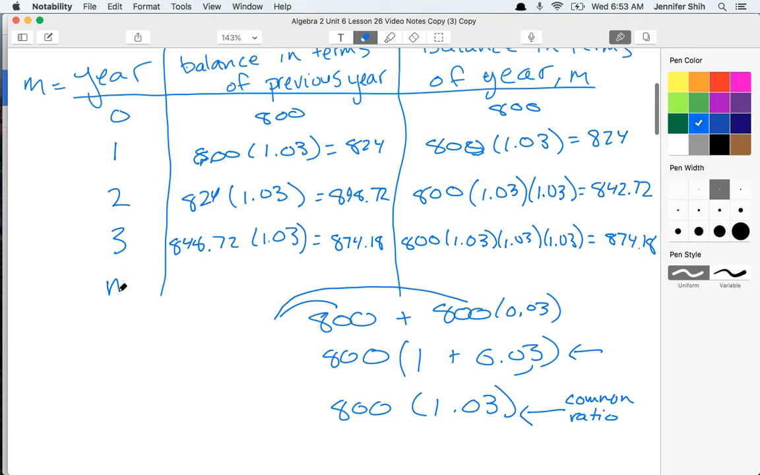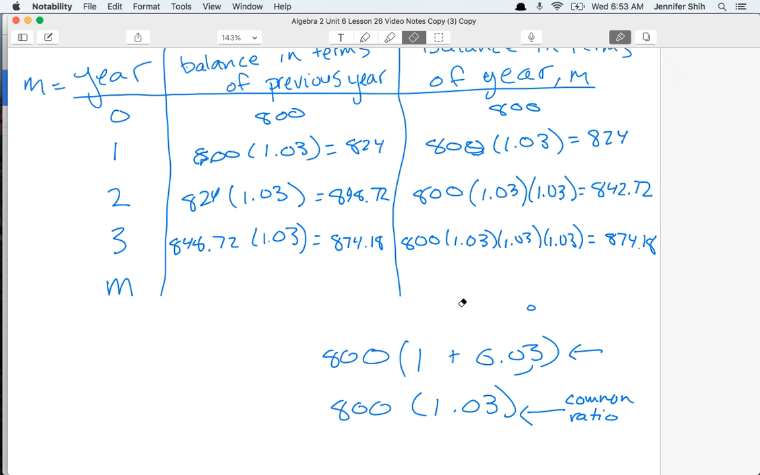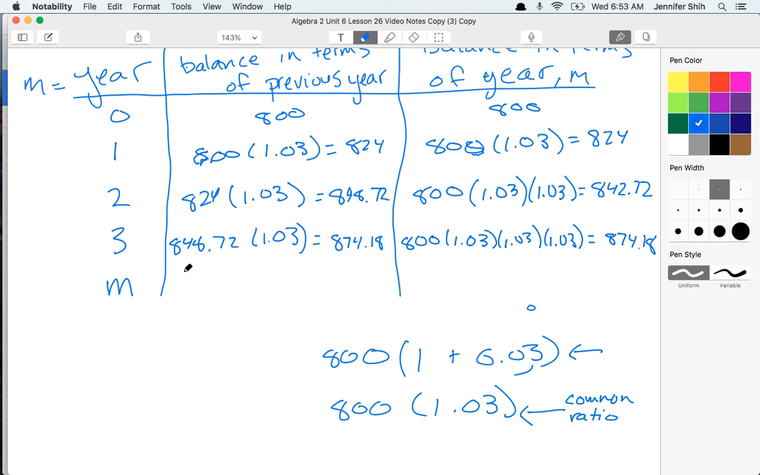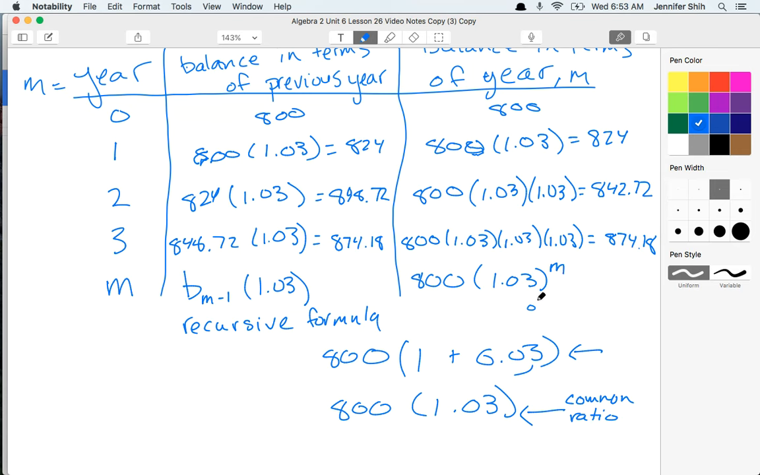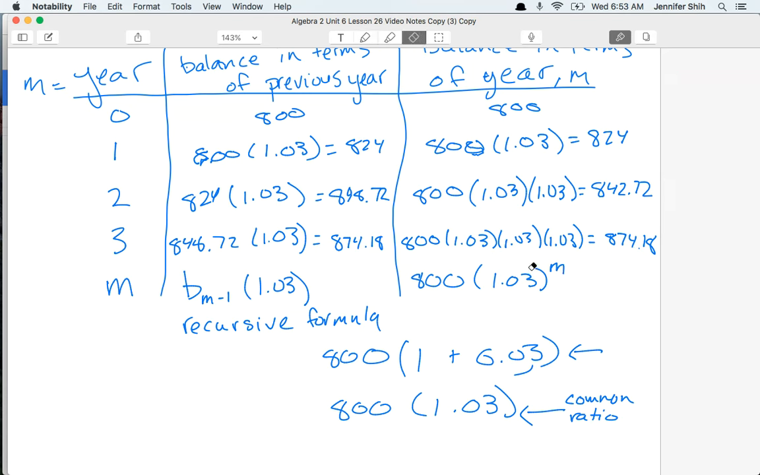Let's write the formula in M years. In M years, we're going to take our balance at our previous year, whatever M minus 1 was, and then multiply it by 1.03. That's our recursive formula. Our explicit formula is going to be our starting balance, 800, times our common ratio to whatever year we want. Whatever year we want, we plug it into M, take that as the exponent, and then multiply it by 800.